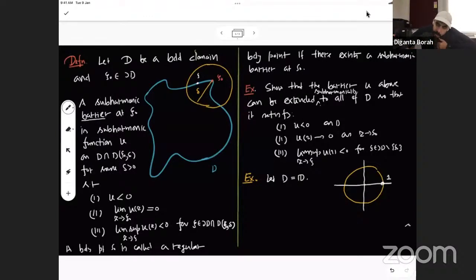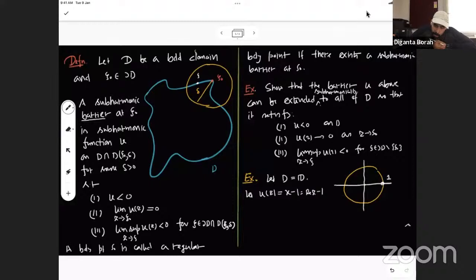You can immediately think of a barrier. In fact, let us use a function. Simply you take x minus 1, so this is basically the real part of z minus 1. This is actually a harmonic function, right? U is the real part of z minus 1, so it's a harmonic function.